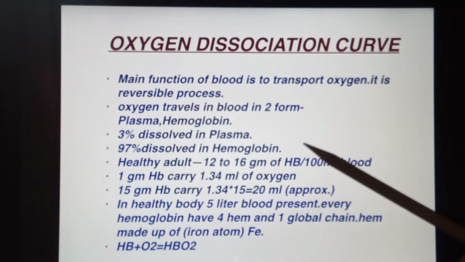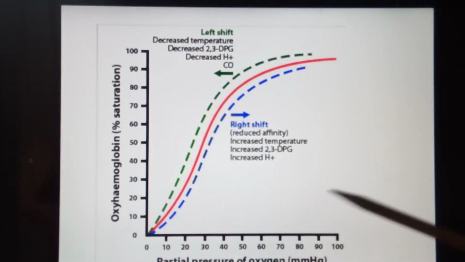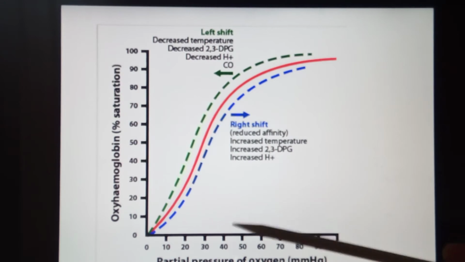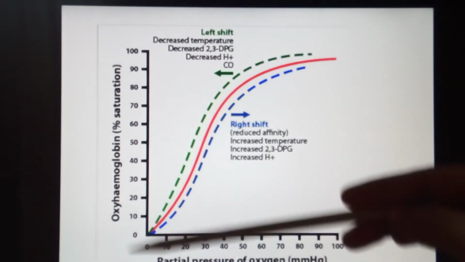So when we see the curve, this is actually the curve. What is in the curve? The partial pressure of oxygen. What is partial pressure? When you take a container and fill it with gases, the exact amount of a particular gas in that beaker is called its partial pressure. So that is the partial pressure of oxygen, which I denote here. And the second one is oxyhemoglobin, meaning the percent saturation of the hemoglobin with oxygen. So this is the graph basically.